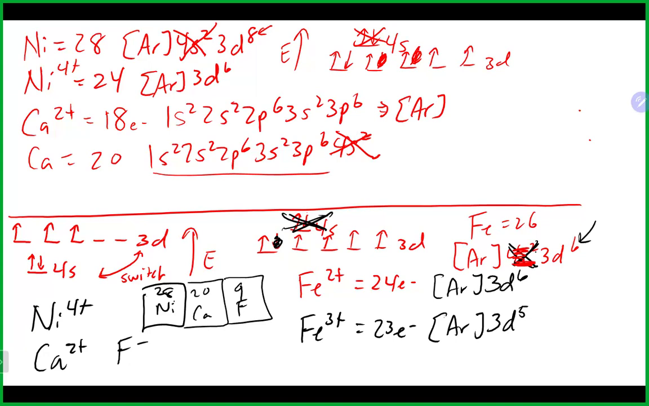And lastly here, we got our fluorine, which is 9: 1s2, 2s2, 2p5. Fluorine with a -1 charge means it has gained 1 electron.